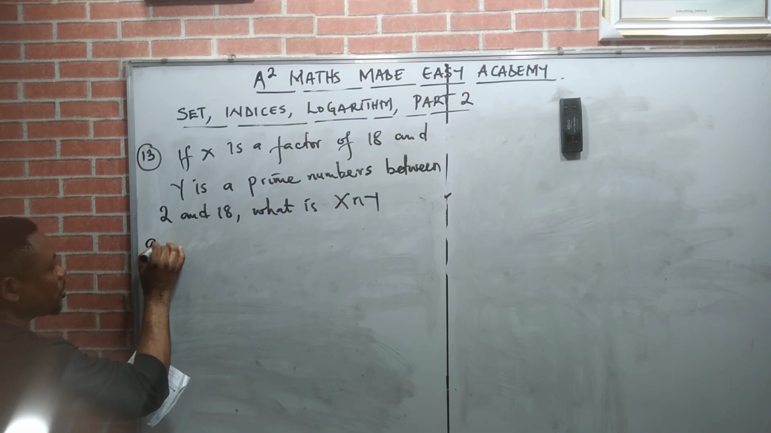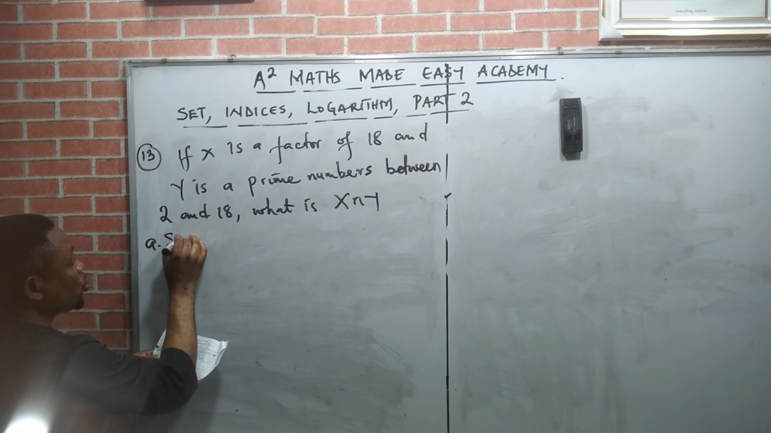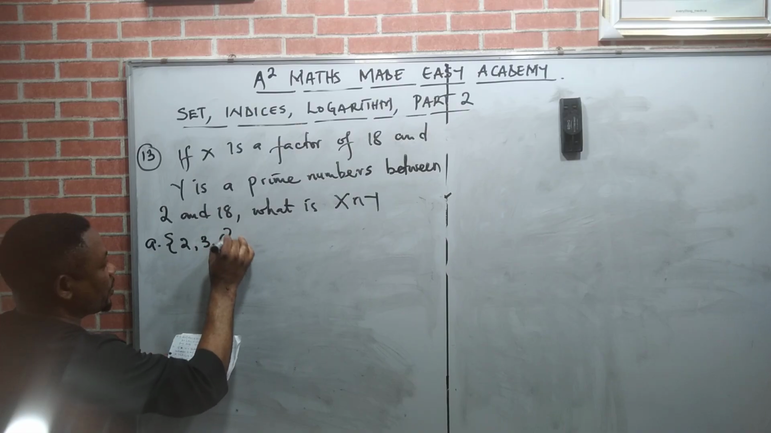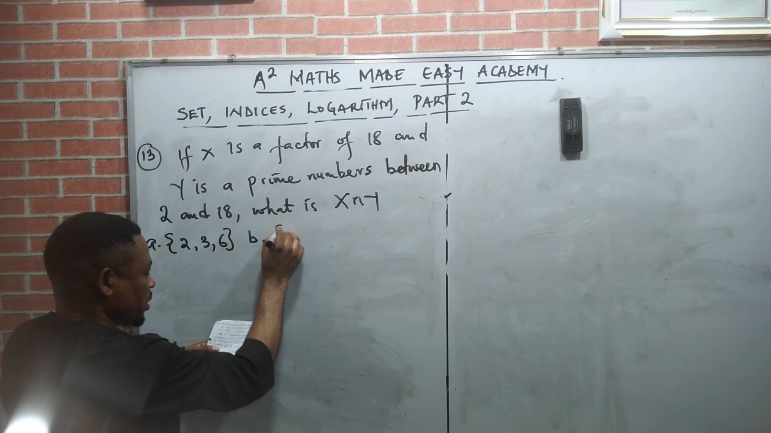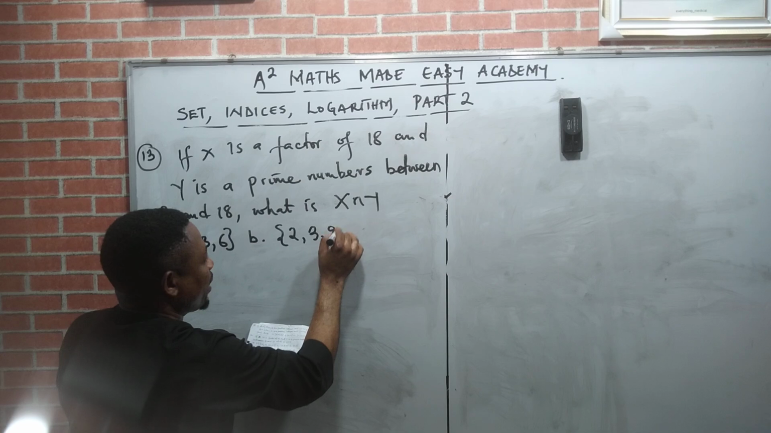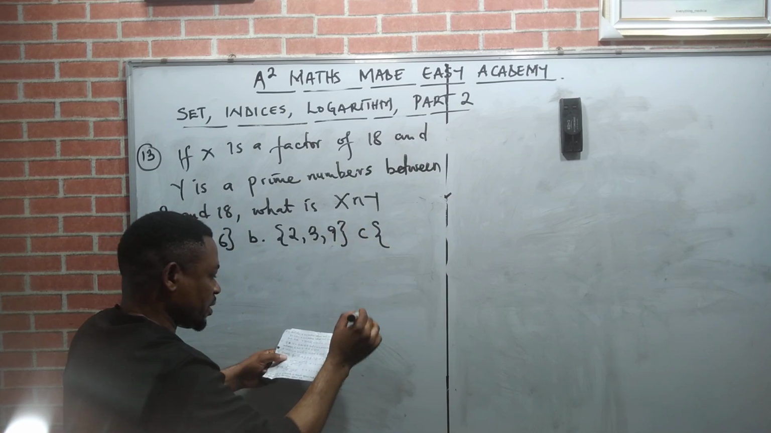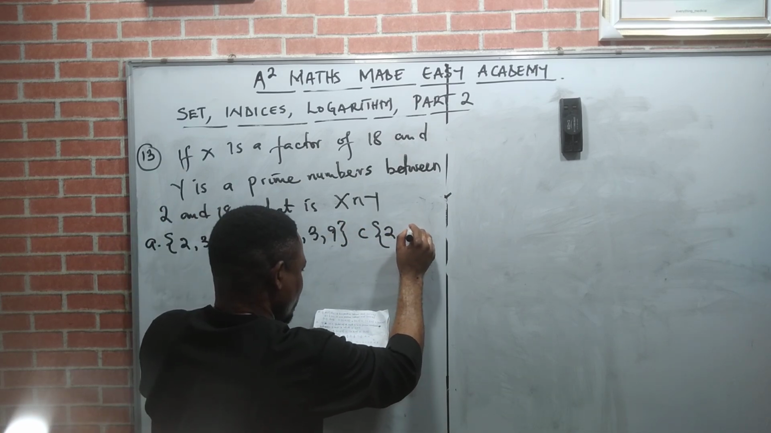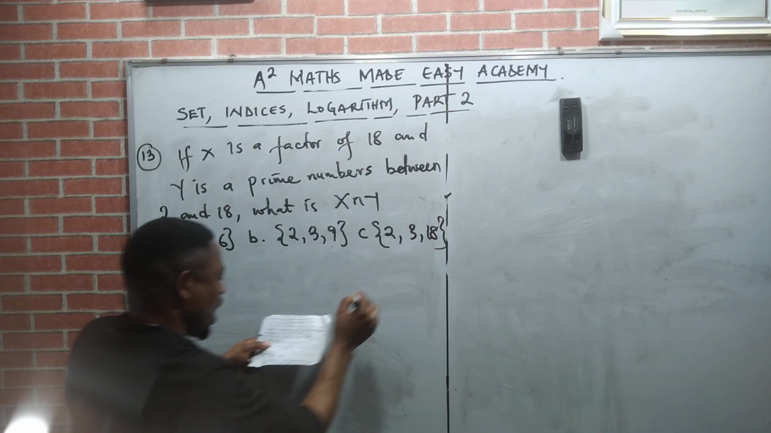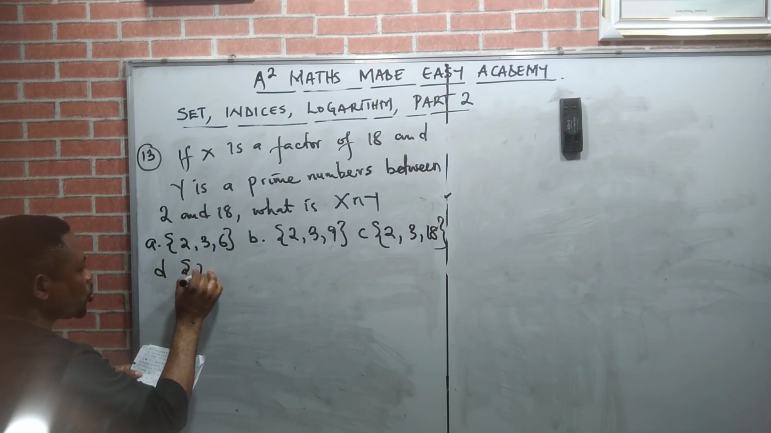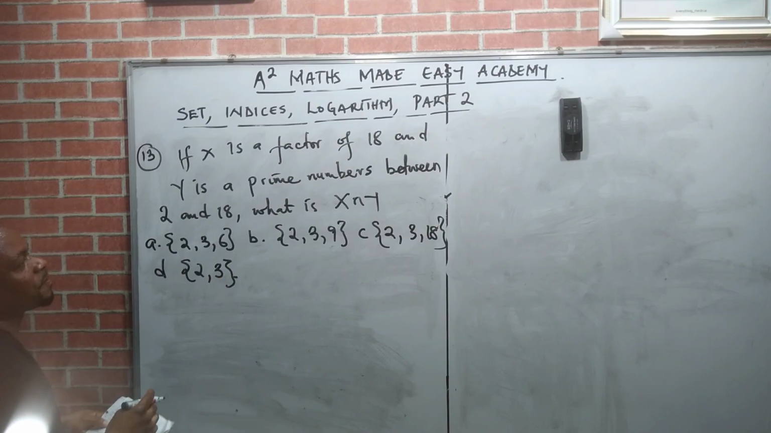Now what are the options? Option A says 2, 3, 6. Are you there? Option B says 2, 3, 9. Then option C says 2, 3, 18, and option D says 2, 3. Now watch this. I want us to take this one bit by bit.